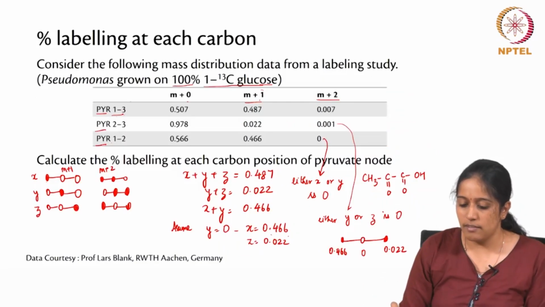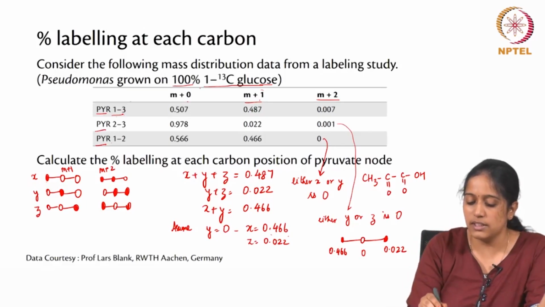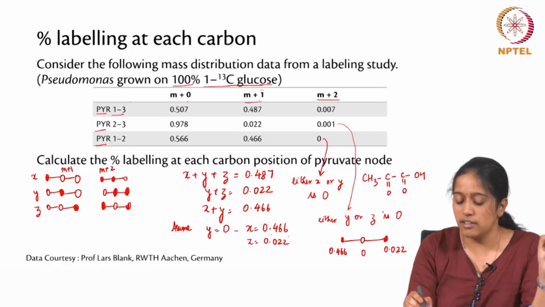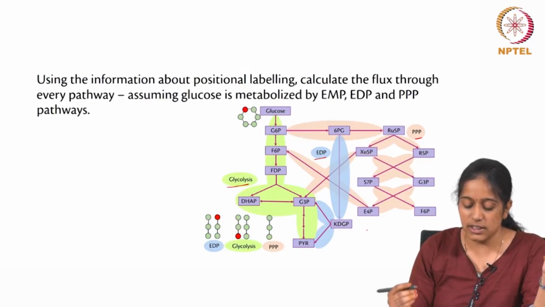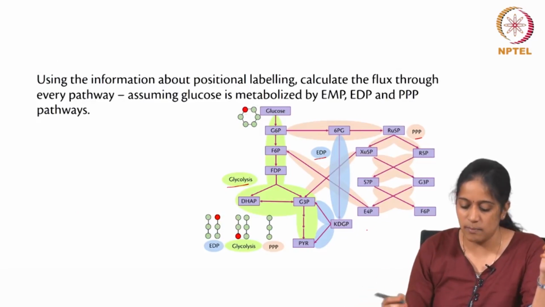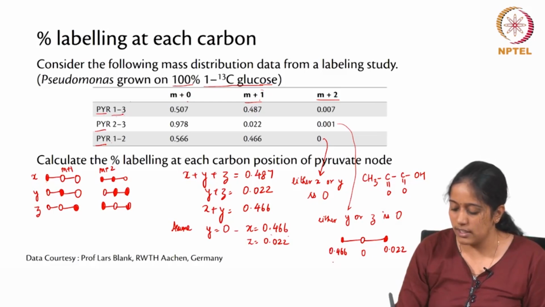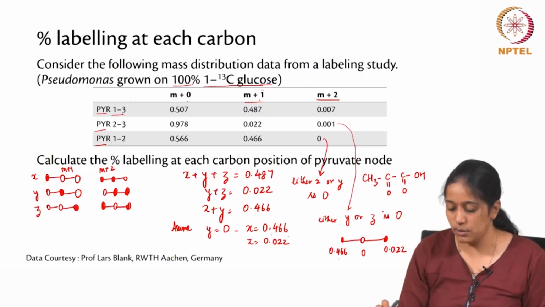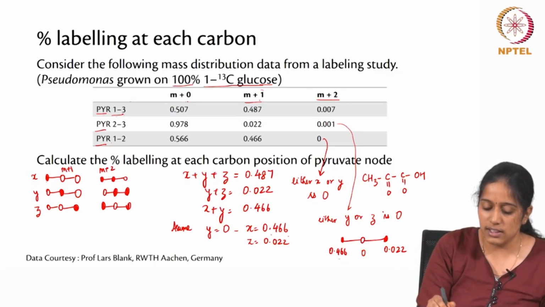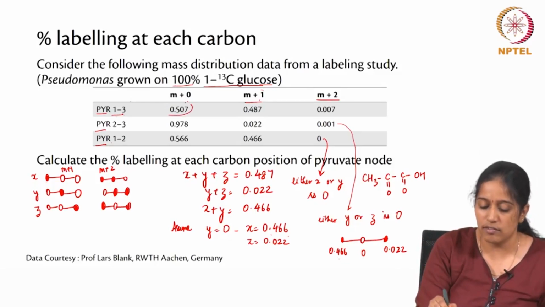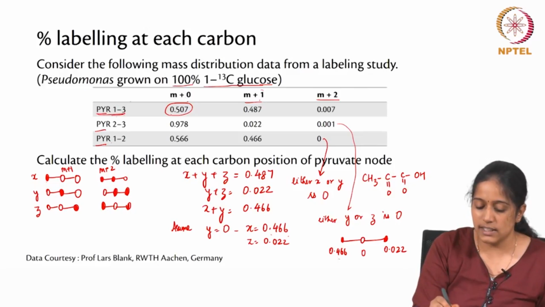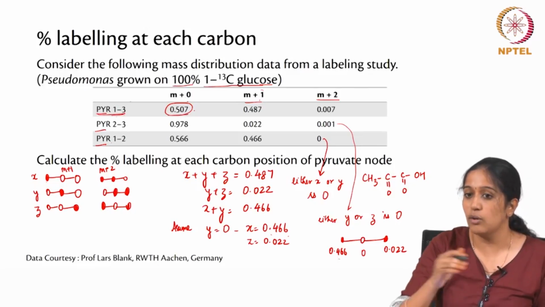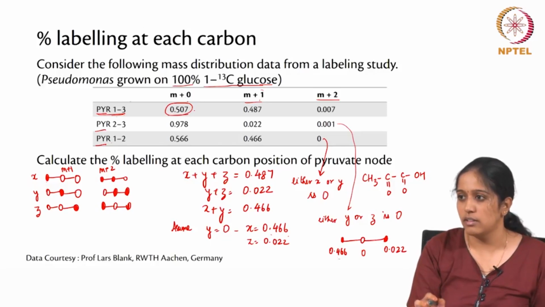patterns. In my previous example, I have used 100% C13 labeled at the first position as my source. So, if I want to resolve from which pathway these labelings have come, I again go back to this labeling. Here I have 0.466 and 0.022, and if I look at this information, m plus 0 is 0.507, which means this is the information of all the 3 carbon atoms, and I can say that only 50% of the whole pyruvate is labeled, right.